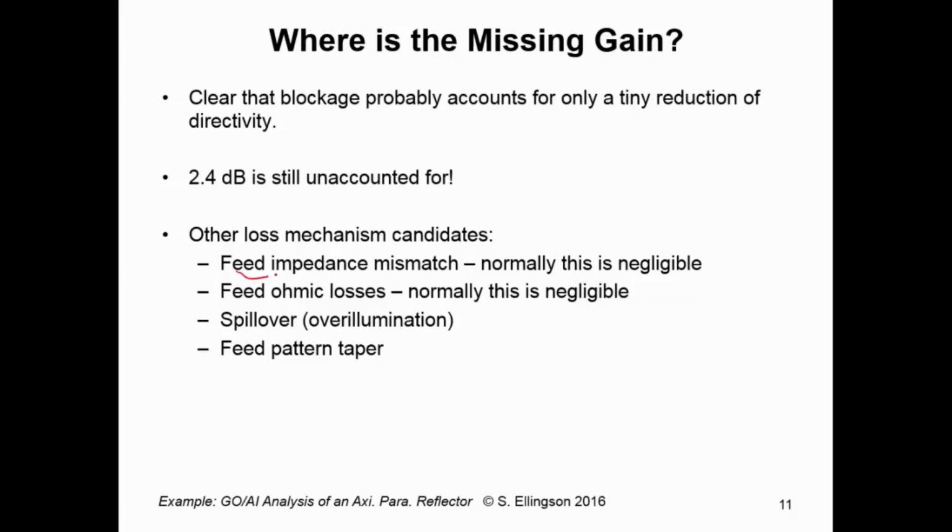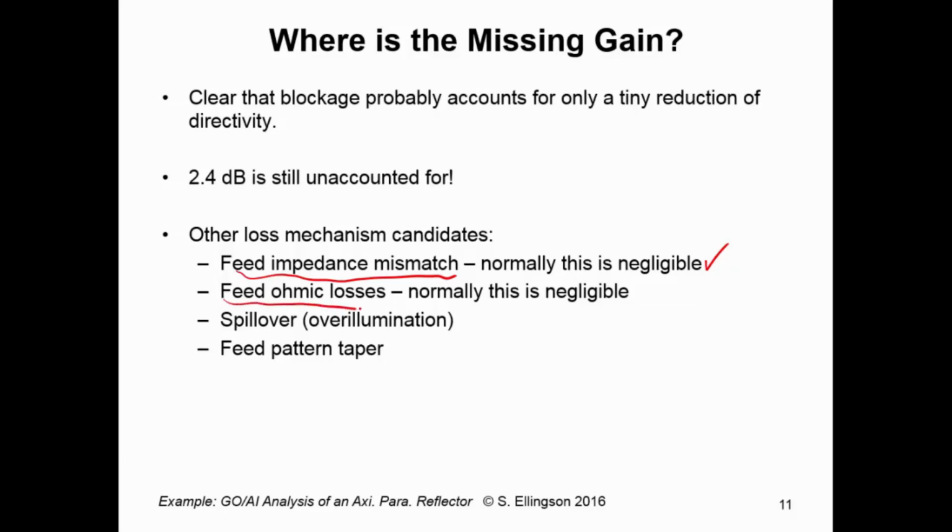One is feed impedance mismatch. This is a tempting theory. I will tell you now, and we'll see by the end of this lecture, that this is normally negligible for these kinds of systems. It's pretty easy to make feeds that are well matched to the impedance of coaxial transmission lines, for example, over the bandwidths that these systems are normally designed to operate in. That's not to say that you can't imagine some other problem where this might become a problem, but in this class of applications, feed impedance mismatch is normally a negligible problem.